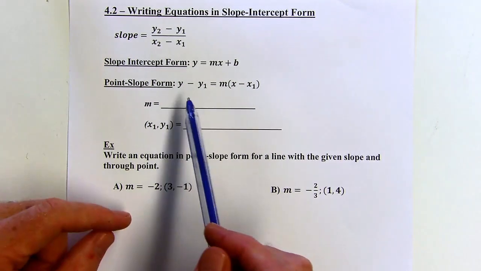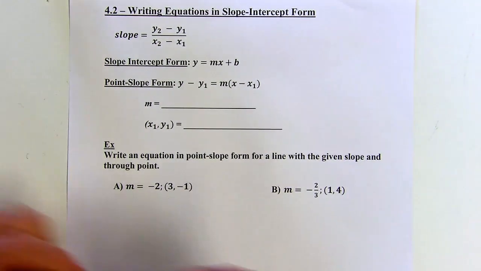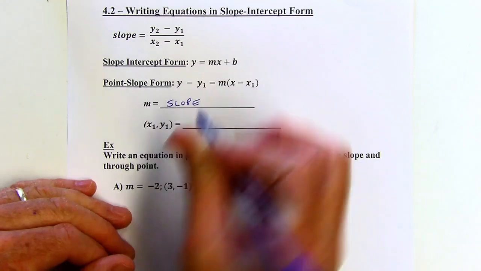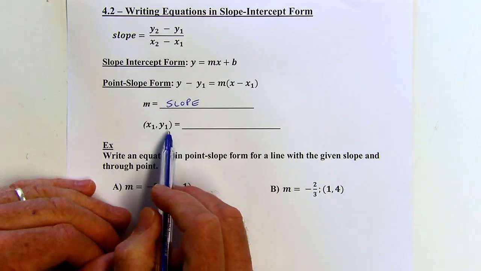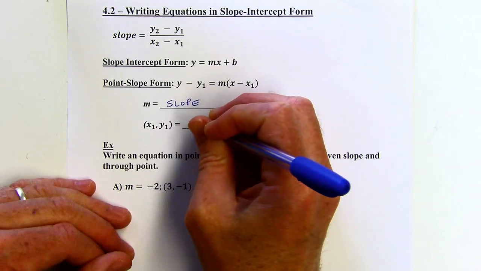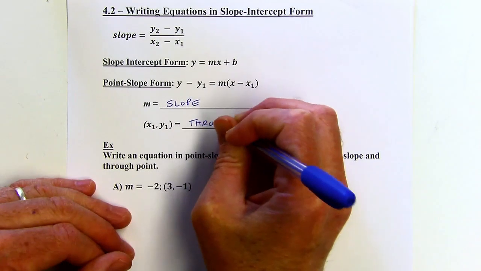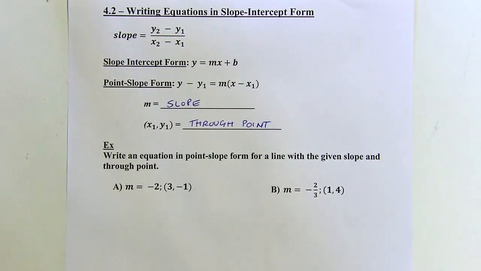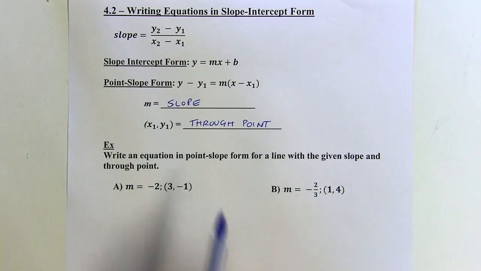Point-slope form looks like this. So m is still going to be the slope, just like it was in slope-intercept form. And then this point, x1, y1, is going to be a through point. Okay, so let's try this out.